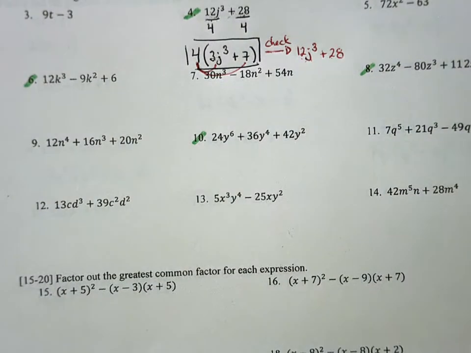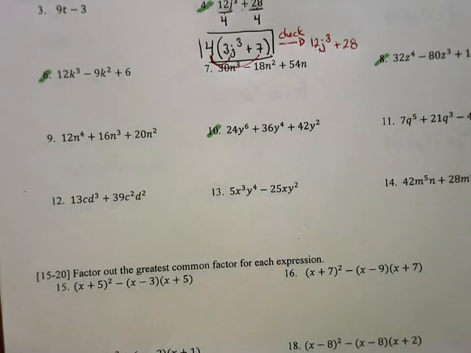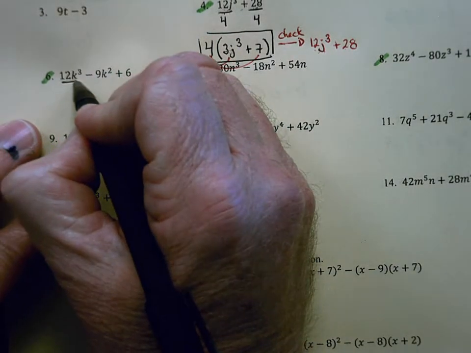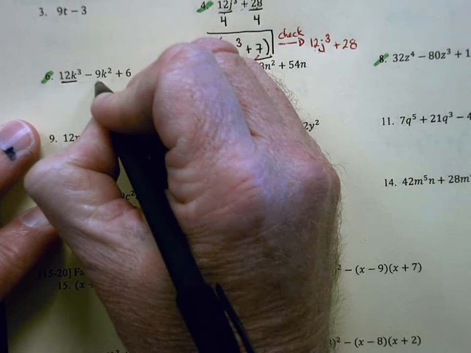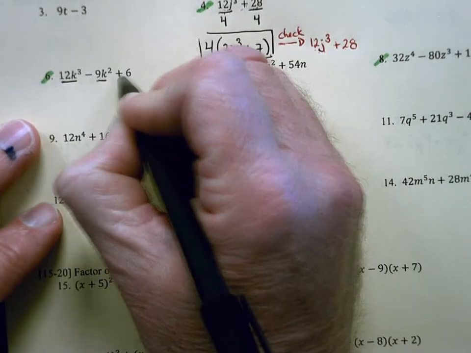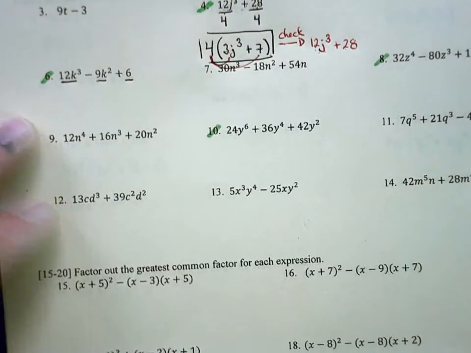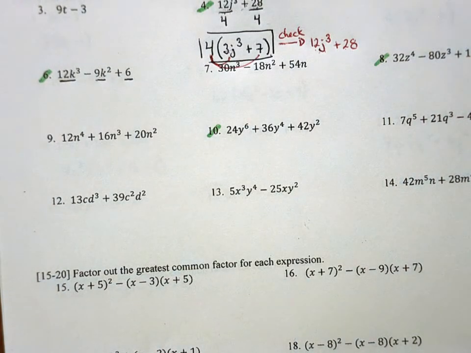Okay, moving on to number 6 here. We have 12k to the third. That's my first term. We have a minus 9k to the second. That's my second term. And then we have a positive 6. So in this case, we have 3 terms. So this is called a trinomial because we have 3 terms.